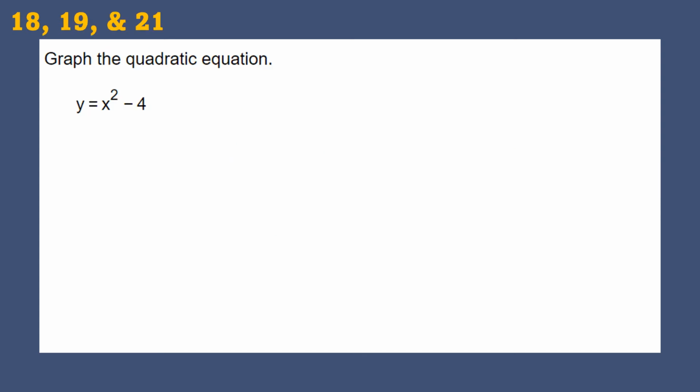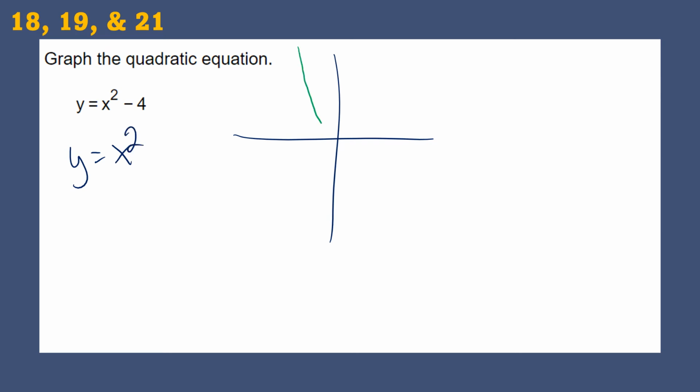Graph the quadratic equation. This isn't too bad if you know your parent functions. Your parent functions are the basic functions. So the parent function for this one is y equals x squared. And I know that's a parabola. A parabola is a U shape, and it looks like this. Until you start changing it, this is what it looks like. So there we have it.